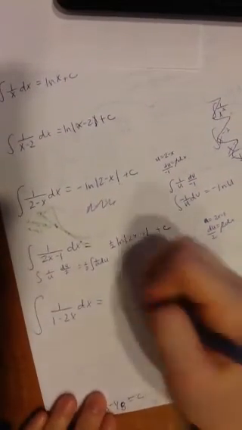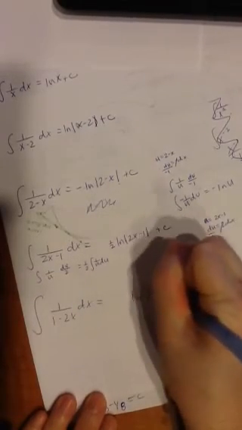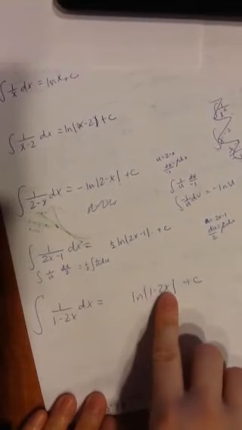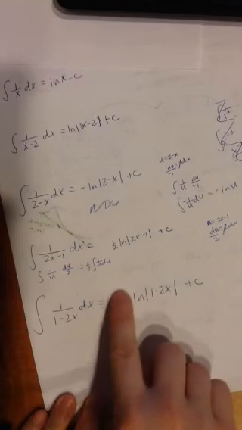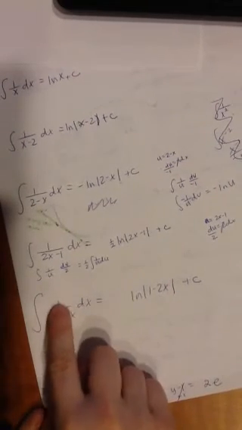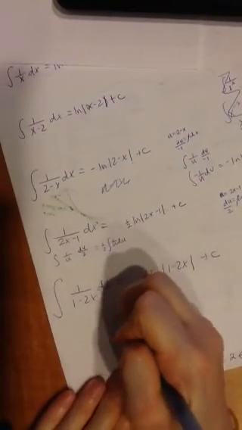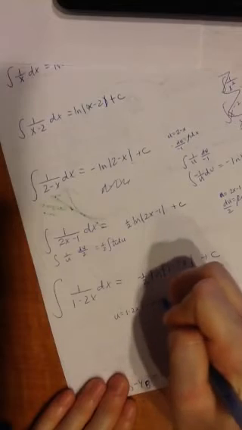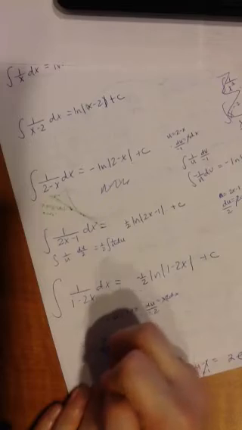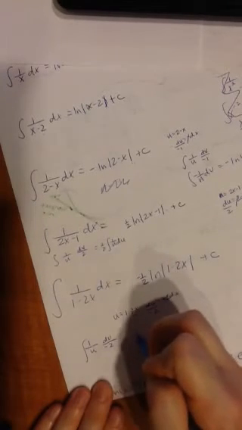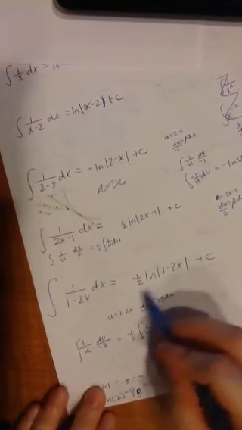Here, super similar. Still 1 over to the 1 power right here. So this is natural log of 1 minus 2x. But because the x has a coefficient, when we take the derivative, you will be multiplying by -2. I don't have a -2 here, so I must have a -1/2 out front. Again, u substitution will work. And then that's what we got here.